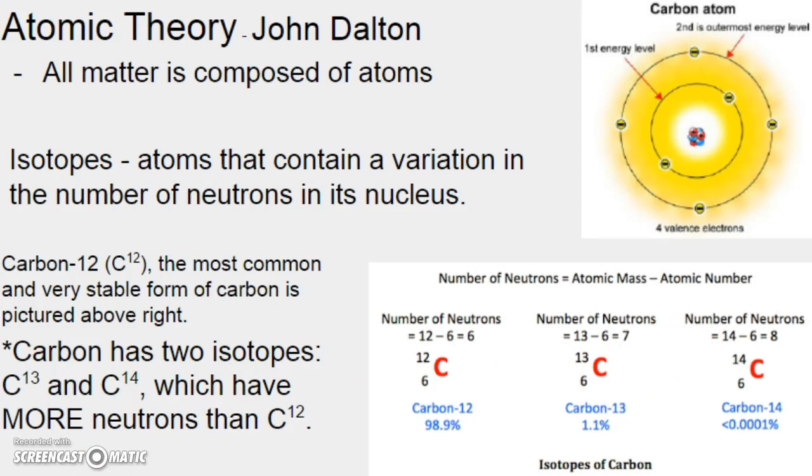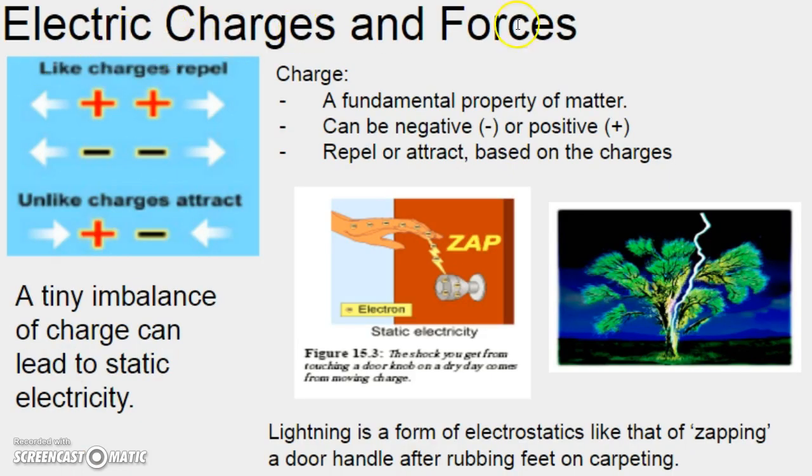Those are isotopes. If we talk about the basics of electric charges and forces, we need to realize that like charges will repel and opposites will attract. Charge is simply a fundamental property of matter. They can be only negative or positive, and they can repel or attract based on the charges themselves. Even the tiniest imbalance of charge can lead to static electricity, such as scuffing your feet on the carpet and touching something metallic. This zap that we get is really just a transfer of your net surplus of electrons. And lightning is just a larger scale.